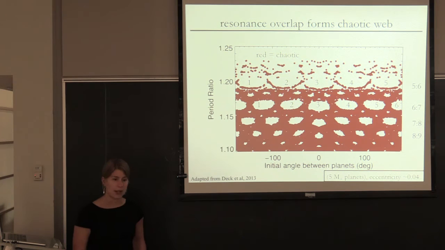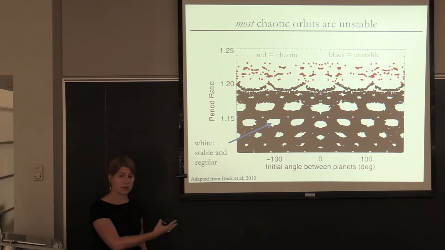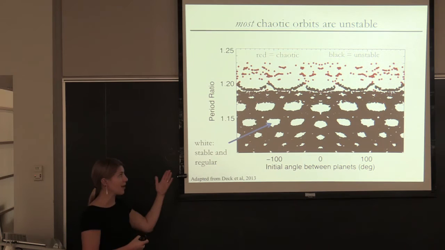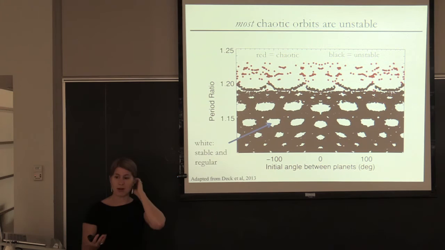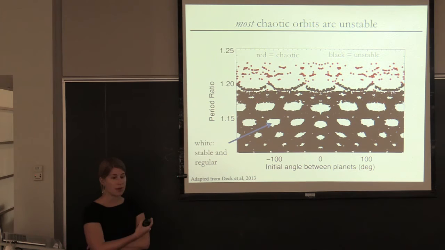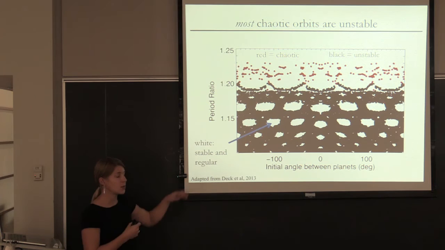In black now, I'm showing the location, on the same panel of initial conditions, in these same integrations, where the orbits are unstable. And basically, underneath every single black point, which reflects an unstable orbit, there's a red point, and that's because all unstable orbits are chaotic. In white are regions where the orbits are both stable and regular, so they're not chaotic and they're also long-lived. And so for the most part, what this is telling you is that a criterion for chaos can be used as a criterion for instability. So we're sort of on the right path here.